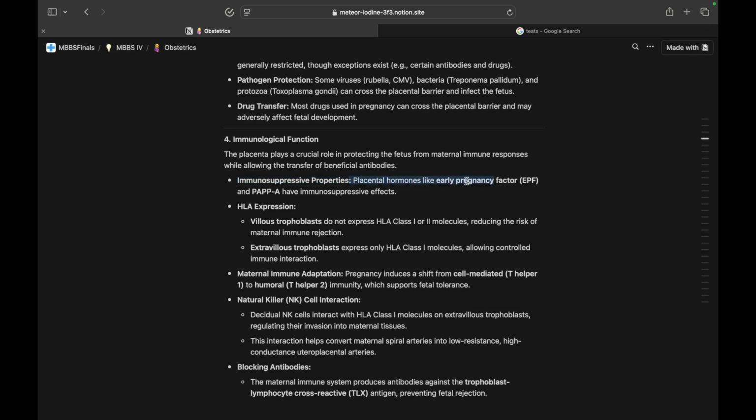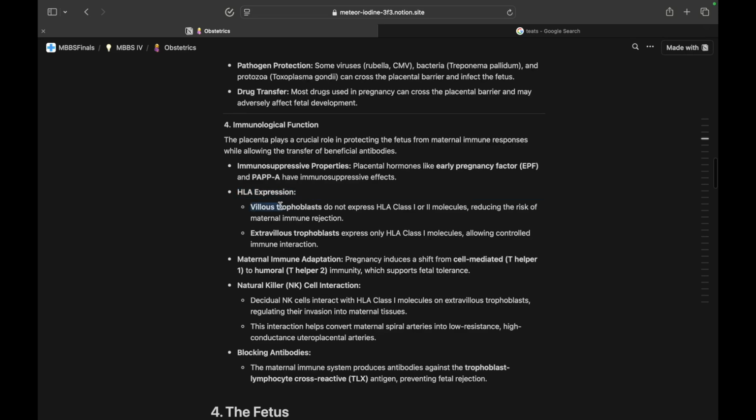Immunosuppressive properties: placental hormones like EPF and PPA. EPF, early pregnancy factor, and PPA have immunosuppressive effects. Next, coming to HLA expression. HLA, as we all know, is expressed everywhere throughout the body, but in this particular case, villous trophoblasts do not express HLA class 1 or class 2, reducing the risk of maternal immune rejection altogether. Extravillous trophoblasts express HLA class 1 molecules, allowing controlled immune interaction. So, HLA wise, we are secure.